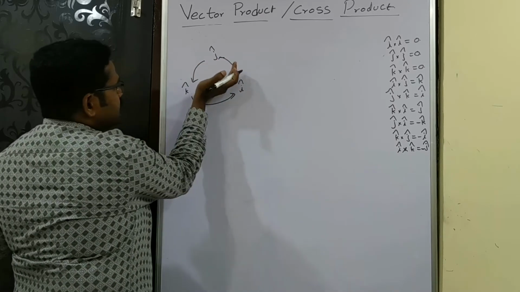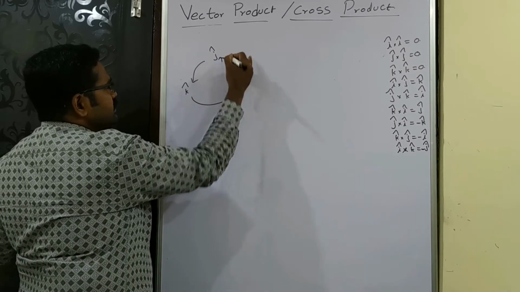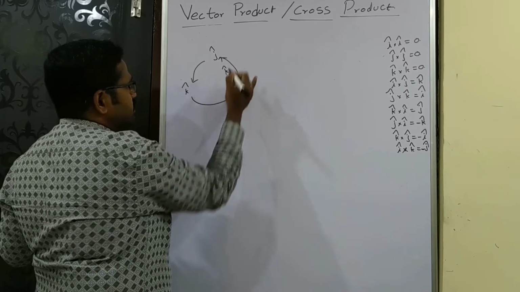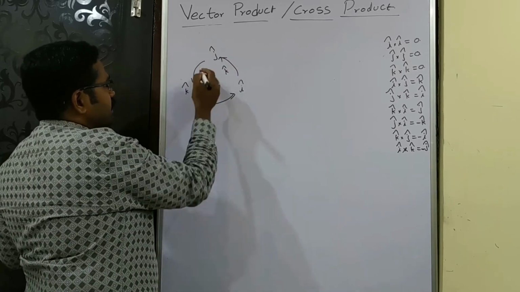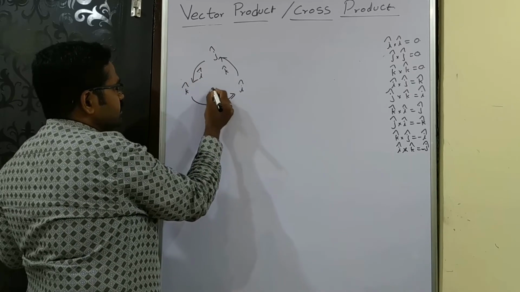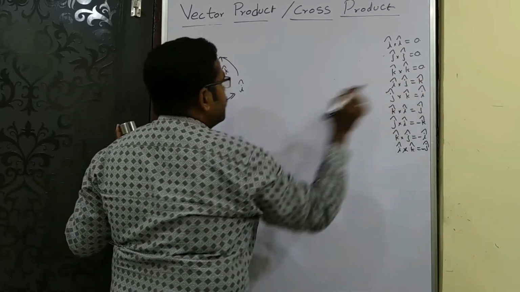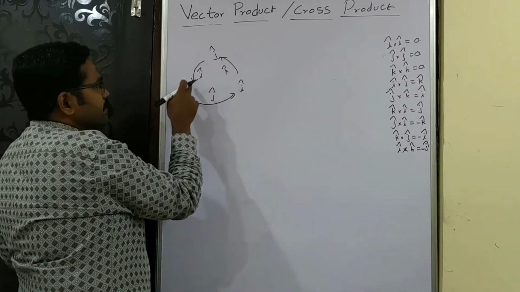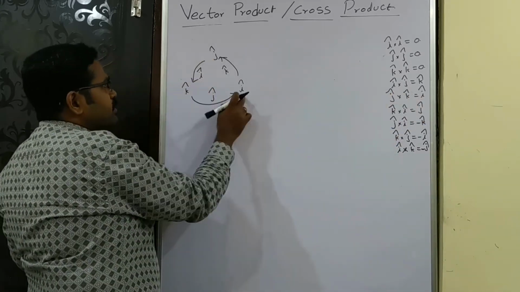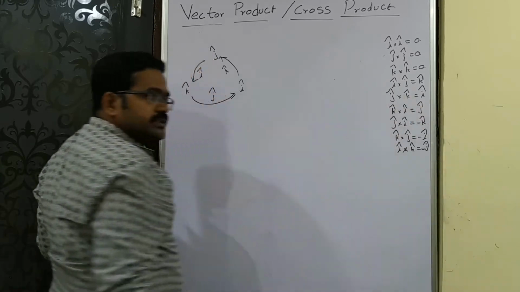So I am closing my palm in this direction, and whatever goes in this direction is positive. i cap into j cap is positive k cap. j cap into k cap is positive i cap. k cap into i cap is positive j cap. Let us check with what we have done here. i cap into j cap is positive k cap, done. j cap into k cap is positive i cap, done. k cap into i cap is positive j cap.